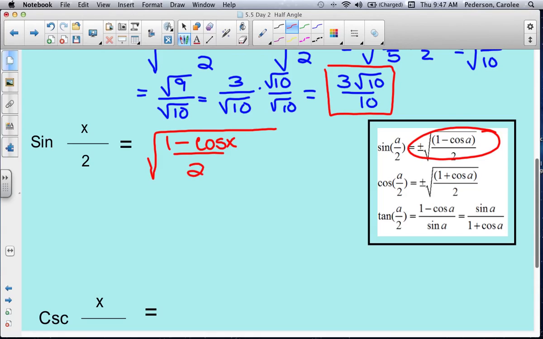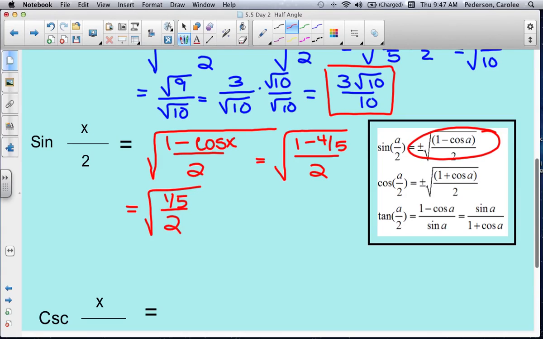over 2. Same thing, the cosine of x we found earlier is 4/5. So now 1 minus 4/5 is 5/5 minus 4/5 is 1/5.